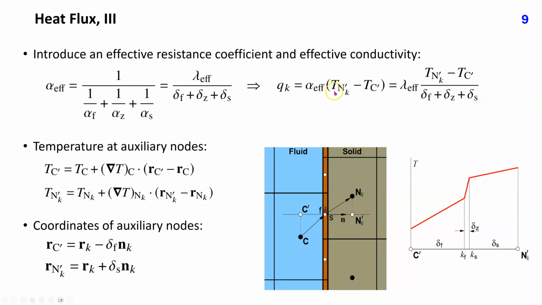If we introduce an effective resistance coefficient and effective conductivity, the expression for the heat flux can be rewritten as shown in these two expressions. The temperatures at auxiliary nodes C' and K' must be obtained by interpolation from surrounding cell center values. One possibility is to use the variable value at cell center and the gradient at cell center, which is a second order approximation corresponding to linear interpolation, as given by these expressions. The coordinates of auxiliary nodes are determined by these relations. Distances delta f and delta s are defined on the preceding slide.